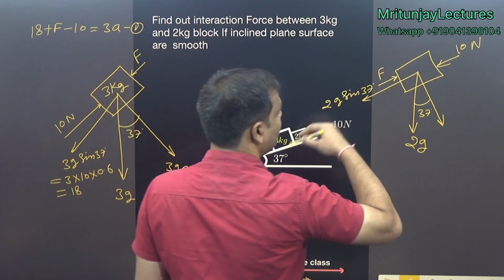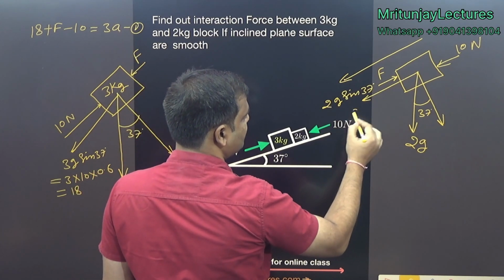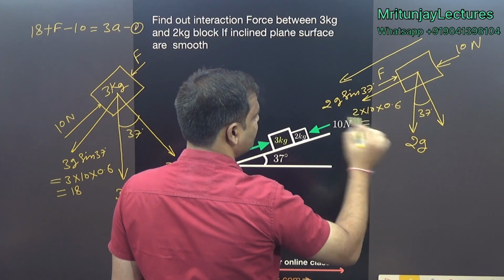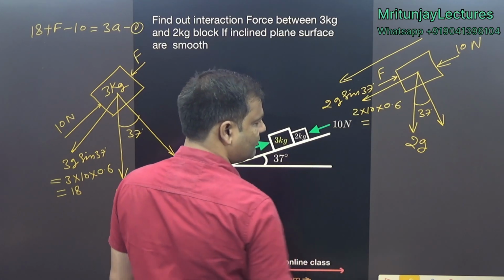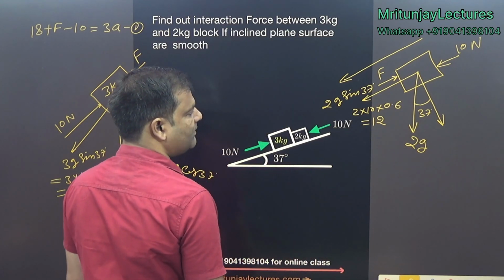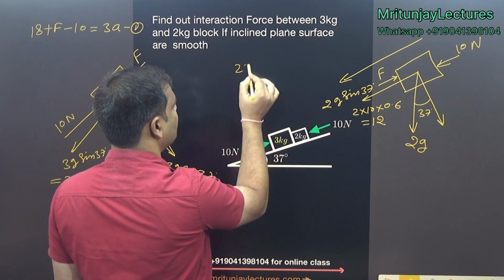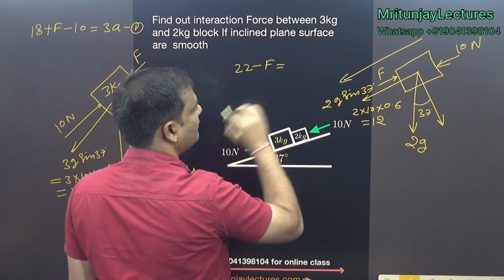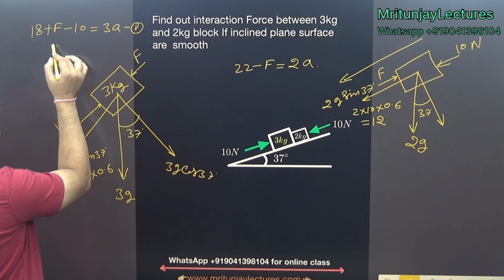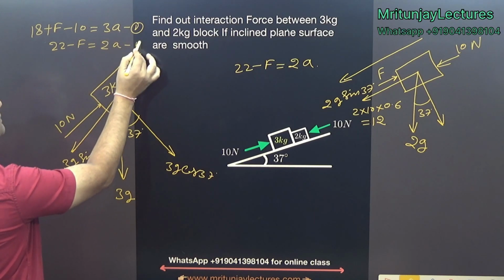Motion is allowed only in which direction? Downward. That one is 2g, 10 into 0.6, so 20 into 0.6, that is 12 Newton, and 10 plus 12, that is 22. 22 minus F is equal to 2 into A. So written here, 22 minus F is equal to 2A, equation number 2.